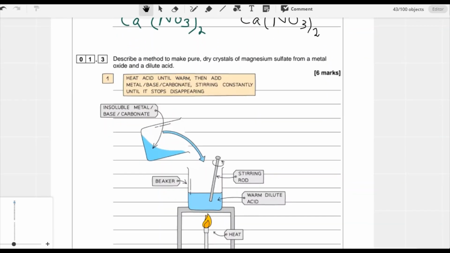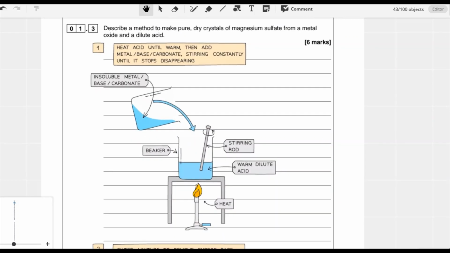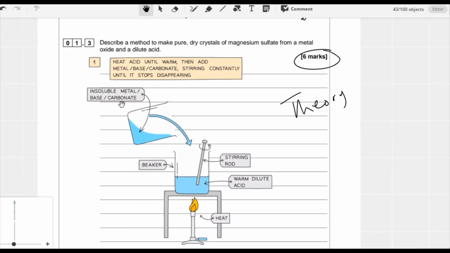Okay, the next question is 1.3. Describe a method to make pure dry crystals of magnesium sulfate from a metal oxide and a dilute acid. Here I already pasted a diagram that will help you to understand. The question is worth 6 marks, so it means you have to write the theory as well as draw the diagram. First of all we will see what is happening here. So first, heat the acid until warm.